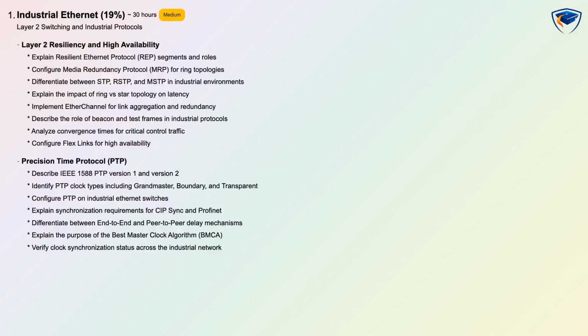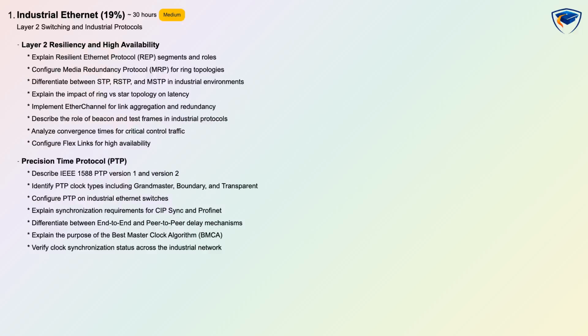The Industrial Ethernet domain is 19% of the exam and focuses on Layer 2 switching and industrial protocols. It is rated medium difficulty and requires about 30 hours of study with hands-on and conceptual assessment. You will learn resiliency and high availability concepts such as resilient Ethernet protocol segments, media redundancy protocol for rings, and how STP, RSTP and MSTP behave in industrial environments. You will also study time synchronization with IEEE 1588 PTP, clock types and BMCA, and how synchronization supports CIP Sync and Profinet.